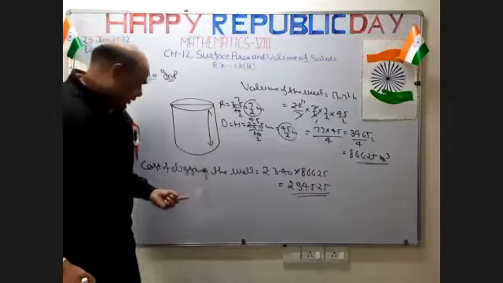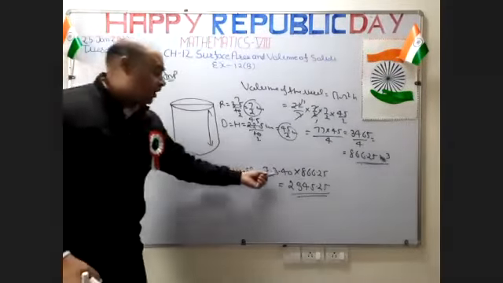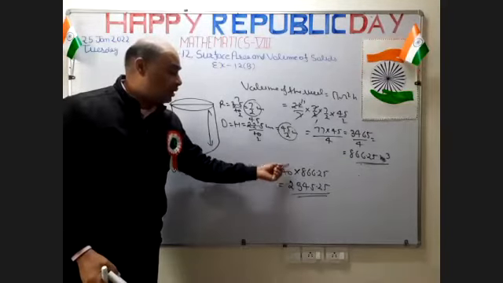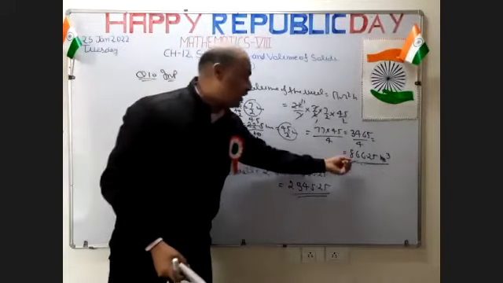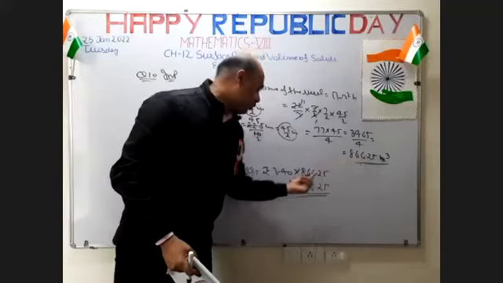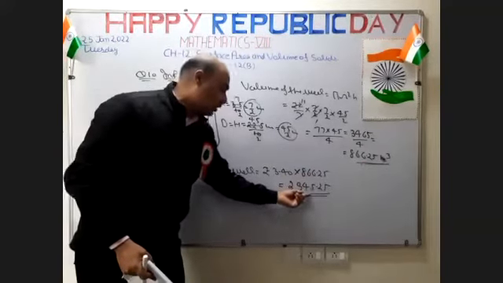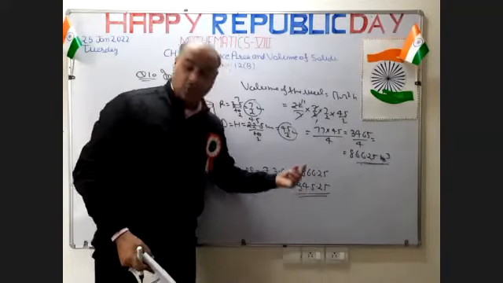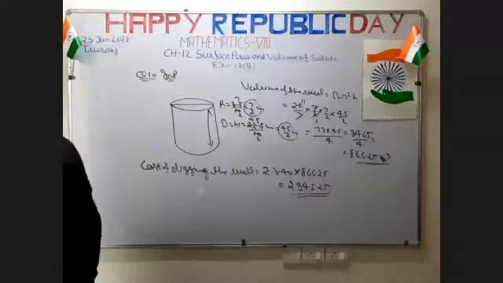Now what is given? Cost of digging the well is given 3.40 per meter cube. So how many meter cube is there? It means we're going to multiply this value by 3.40. This is your answer. 2945.25. This is the answer of this question.